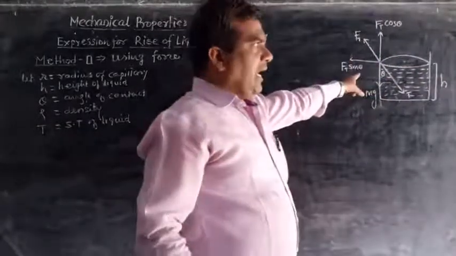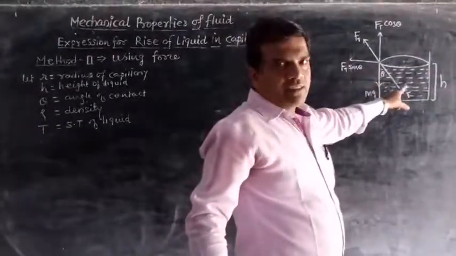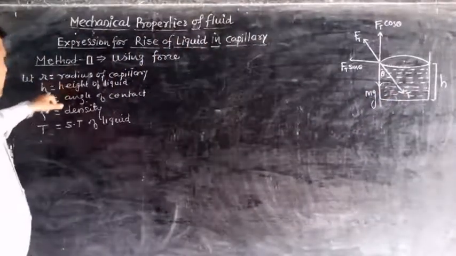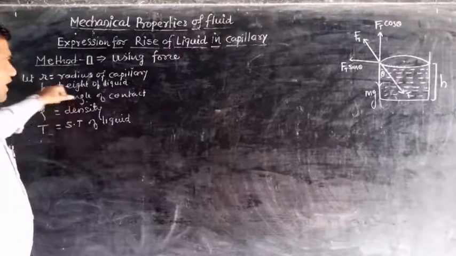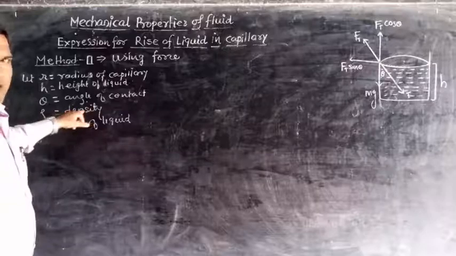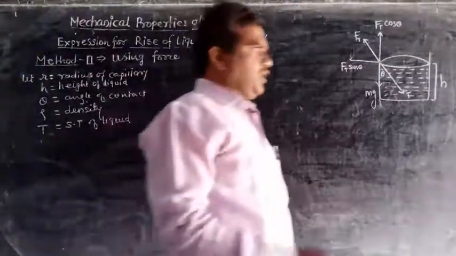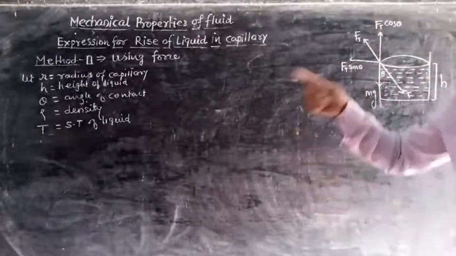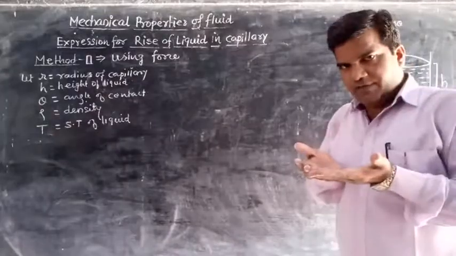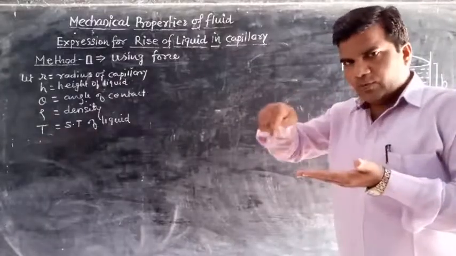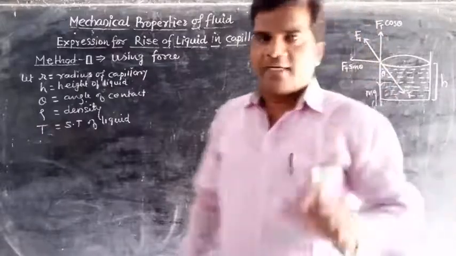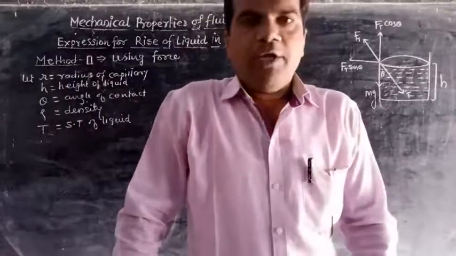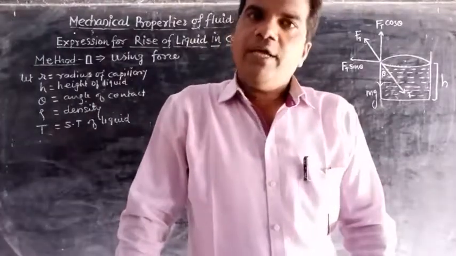Now let theta be the angle of contact and capital T be the surface tension of liquid. Small r be the radius of capillary, h be the height of liquid, rho be the density of liquid. Now as the meniscus is concave, the free surface of the liquid will be circular. If we see the free surface of liquid in the capillary tube, it will appear circular, and therefore the length of contact will be 2 pi r, because small r is the radius of the capillary tube, and therefore its circumference will be 2 pi r.